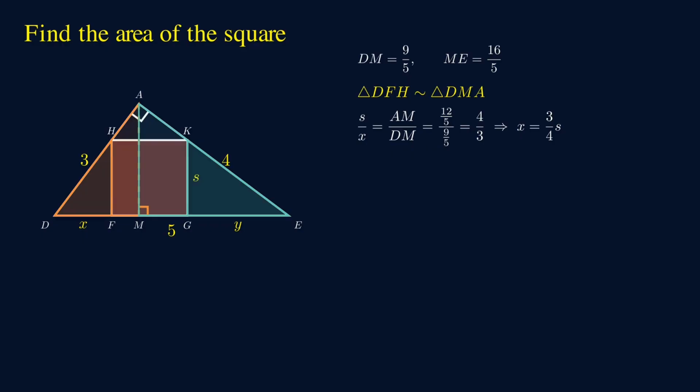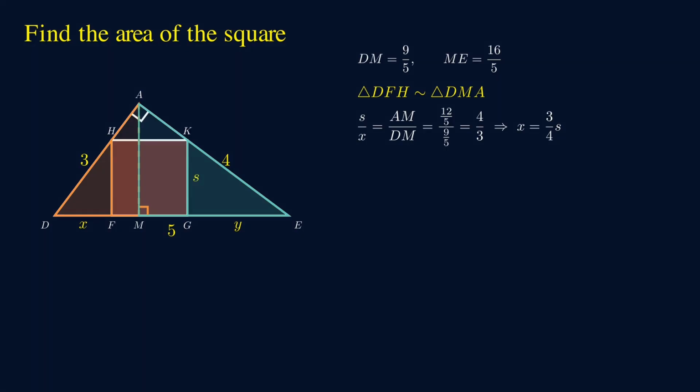We're matching corresponding sides of similar triangles, square height to square base on one triangle, altitude to base segment on the other. When we substitute the values for AM and DM, that ratio becomes 4 over 3. Solving this gives X equals 3/4 of S.